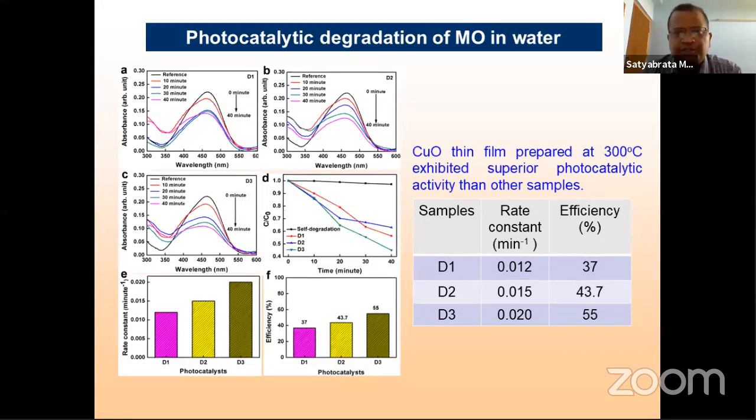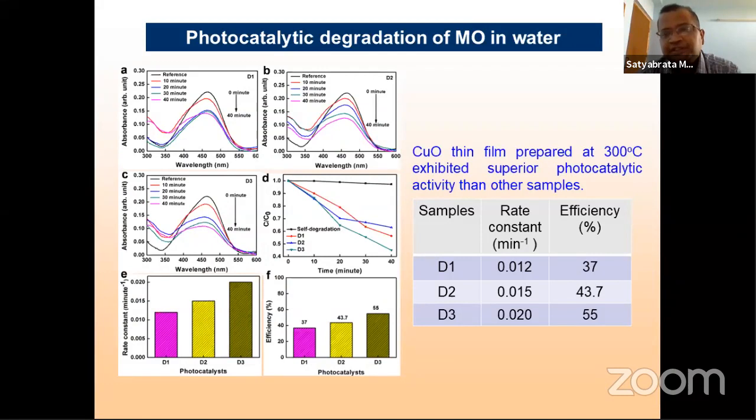And again, for another pollutant, methyl orange, the sample prepared at 300 degrees centigrade is the best photocatalyst, followed by the sample prepared at 100 degrees. So you can see that the substrate temperature during this sputter deposition controls the morphology, the crystallite size, and the surface roughness of the films.